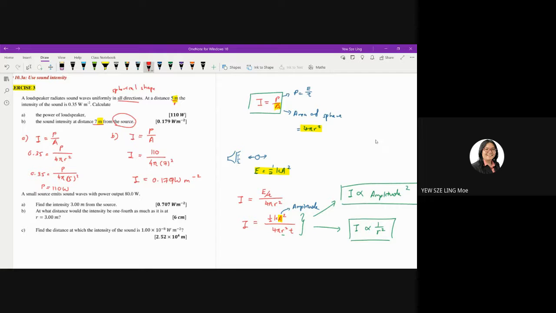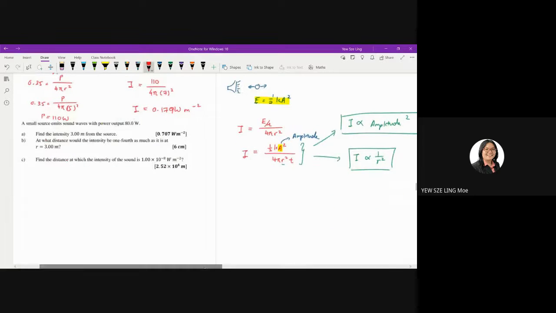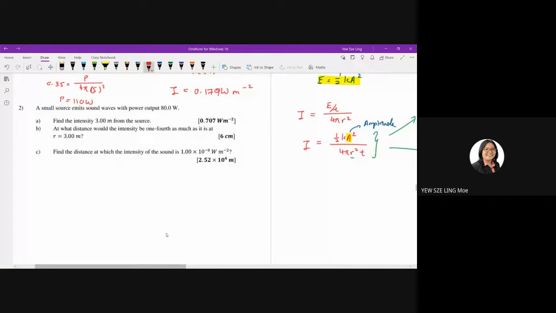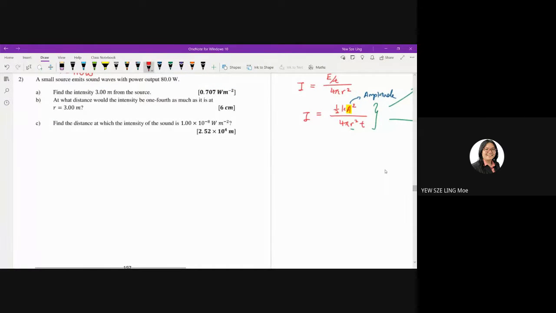Okay, so now let's look at question 2. A small source emits a sound wave with a power output of 80 watt. So you have P here. Find the intensity that is 3 meters from the source. Very simple, straightforward question. I equals P over A, which is I equals P divided by 4 pi r squared. Always 4 pi r squared because you have a spherical shape. So it is then equal to 80 divided by 4 pi 3 squared.